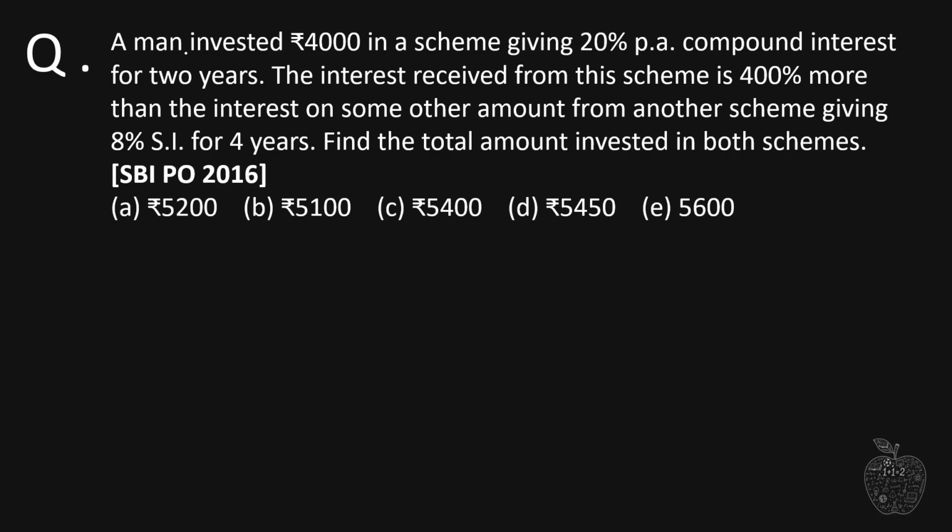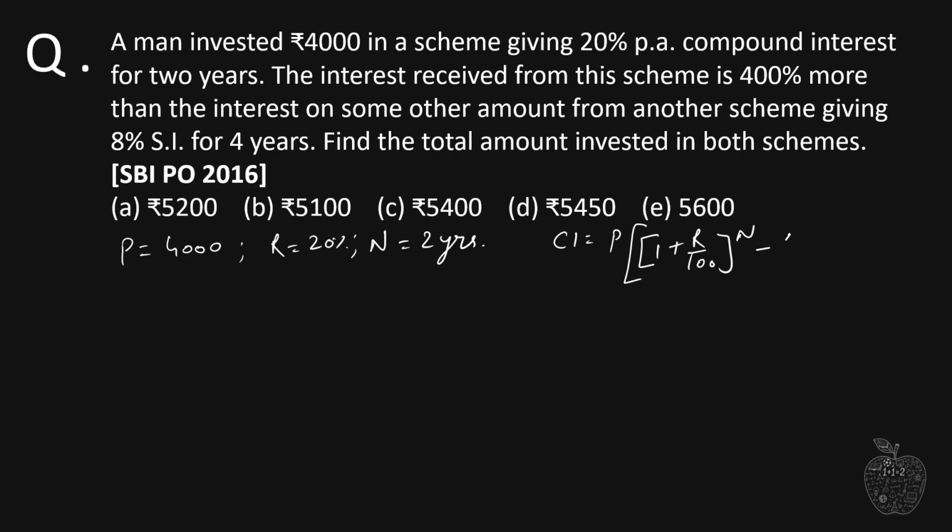Okay. So let's first solve the first part of the question. A man invested 4,000 in a scheme giving 20% compound interest for 2 years. So here principal is 4,000, rate is 20% and n is 2 years. So now let's calculate the compound interest. You can calculate compound interest via the formula method as well. The formula for compound interest is P(1 + R/100)^n minus 1. So you can either substitute the values here and calculate the compound interest.